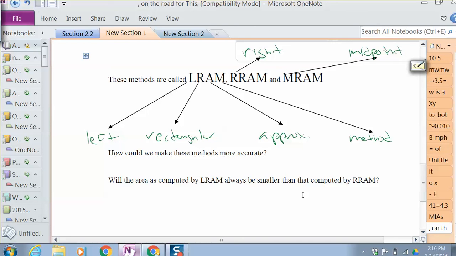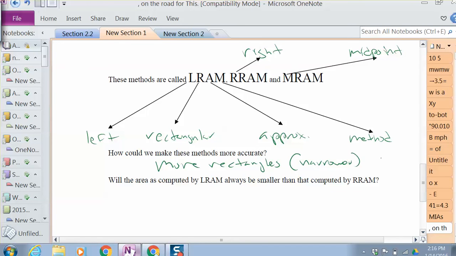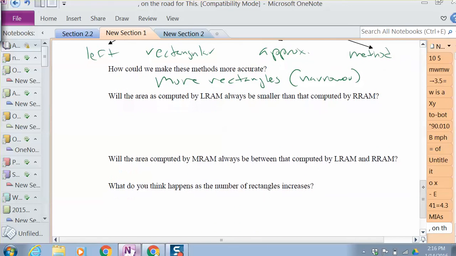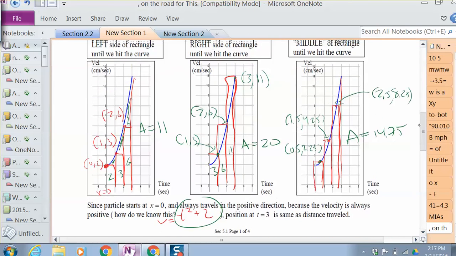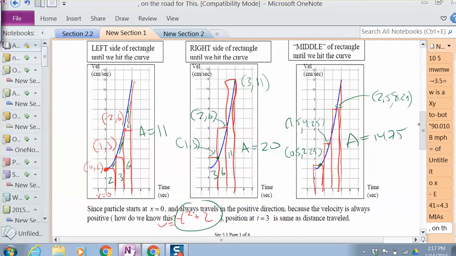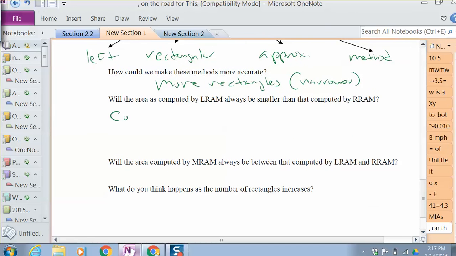Now, how can we make these methods more accurate? Well, if we have more rectangles, that could help. The more rectangles you have, the more accurate this will be. And of course, that would make them narrower. So one thing to keep in mind, will the area as computed by LRAM always be smaller than RRAM? We did see that over here, but this curve was concave up and increasing. What if your curve was concave down? Kind of like this here.